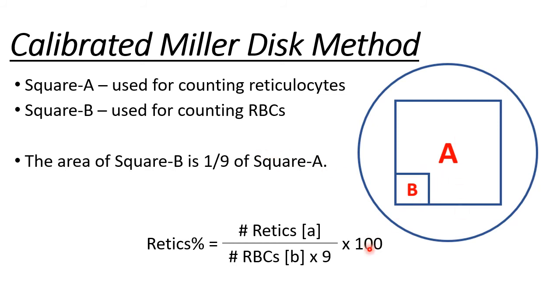We will use it in our formula. So, the reticulocyte count you counted in square A over the RBCs you counted in square B, multiply by 9, okay? And in percentage form, we multiply it by 100.